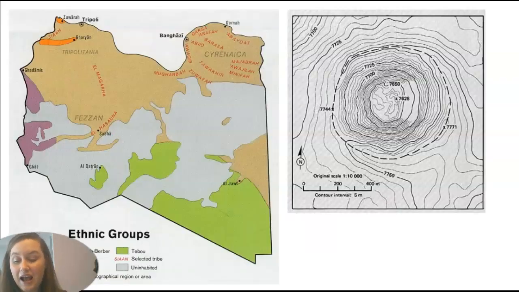This is an isoline map or a contour map. They connect points of equal value. Now, the map on the left shows different ethnic groups, and the map on the right shows elevation. These are both really useful tools in geography.